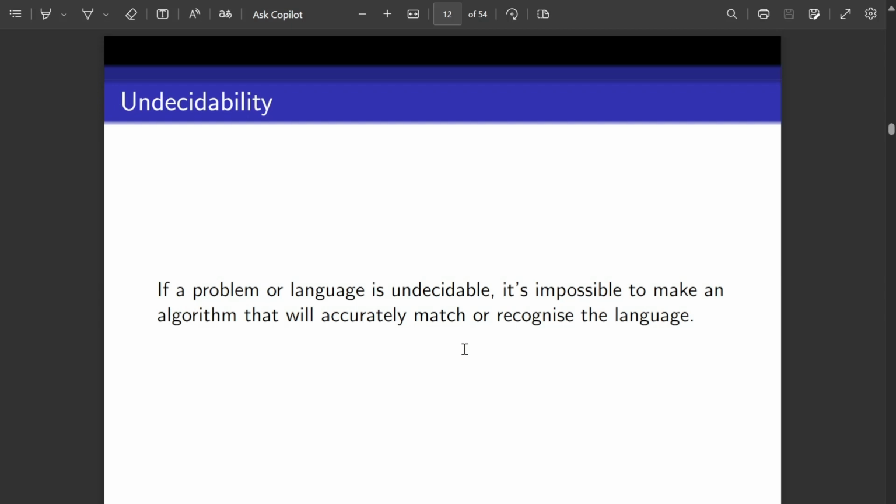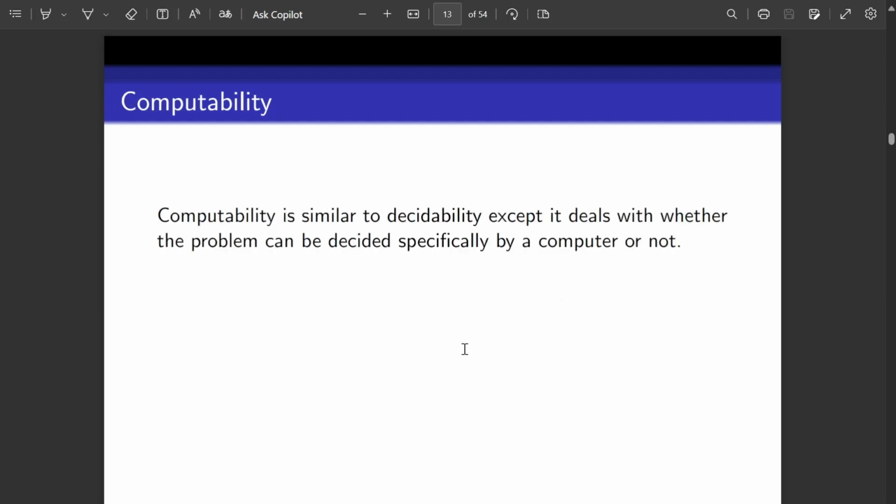So if a problem or language is undecidable, it's impossible to make an algorithm that will accurately match or recognize the language. It's just the opposite of decidability.